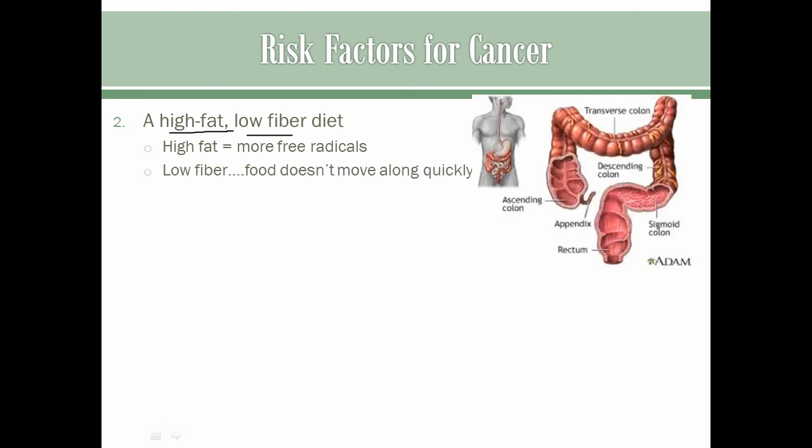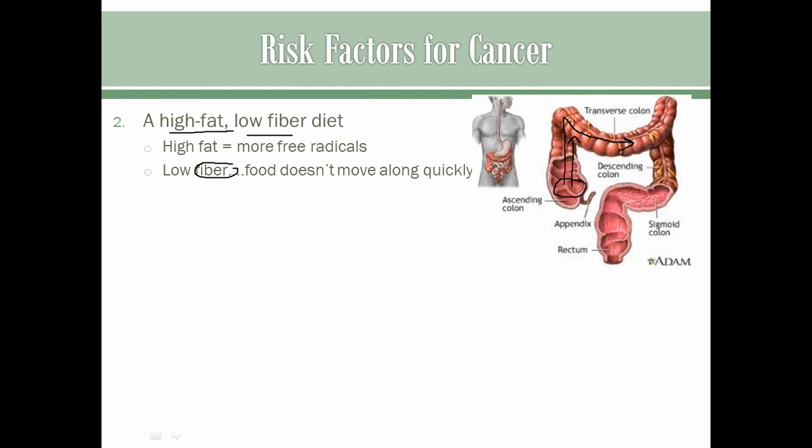Second thing is low fiber. Okay, what fiber does, fiber is basically part of your food that you can't digest. Vegetables like salad, lettuce, and broccoli have lots of fiber in them. But when we don't get enough fiber, our waste product, or stool, moves through the large intestine very slowly. The more fiber you get, the faster your waste product moves through the large intestine.